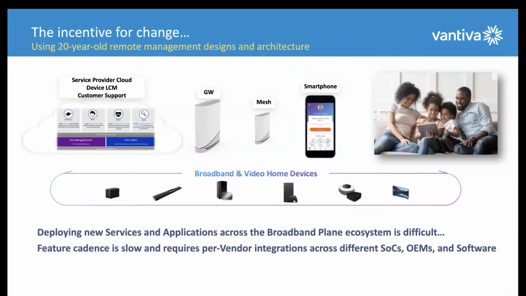All right. So in order for this to happen, there's definitely some things that need to change. And the reason why we're looking at this is that the service providers are saying it's difficult to provide new services at a quick and fast pace. And the reason for that is that a lot of what they have deployed right now is based on 20-year-old remote management designs and architecture, TR-69. Some of it's even older than that. If you look at some of the operators out there, they're still using SNMP. So that's way older than 20 years.